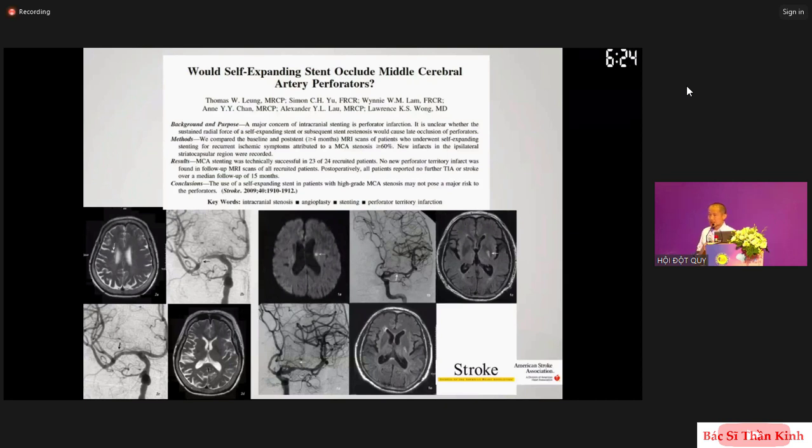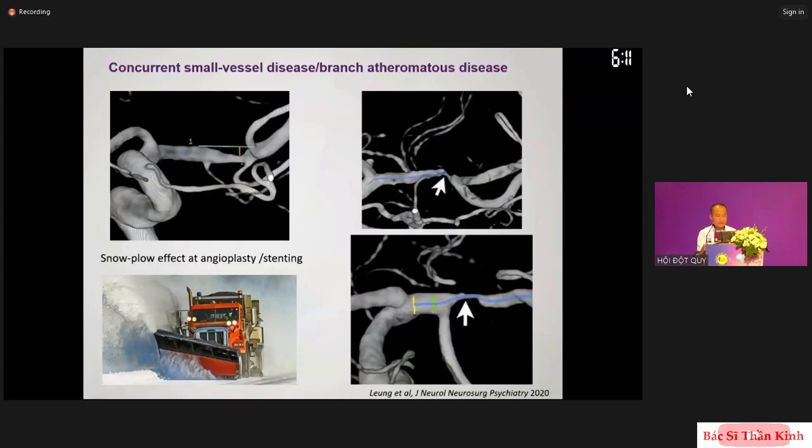And in this study, we did not encounter a single patient with a perforator stroke, even when we performed an MRI 4 months after the implantation of the MCA stent. So this is what I mean by assessment of the perforators. Here, a very high-grade stenosis is safe if you put in a stent, but the stent will actually straighten up a bit of the segment, but this perforator will not be affected.